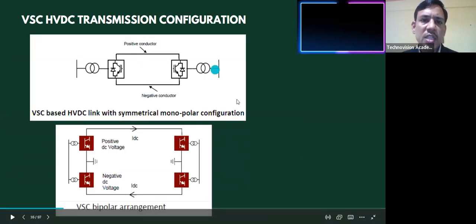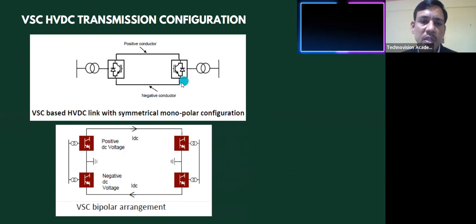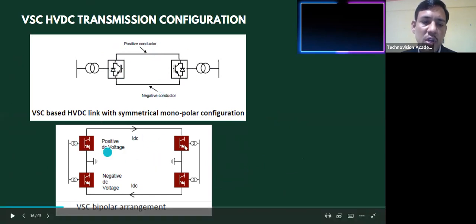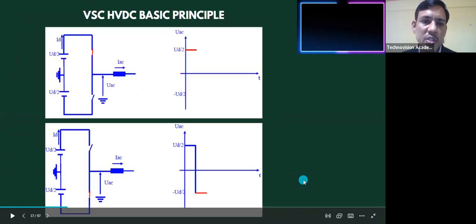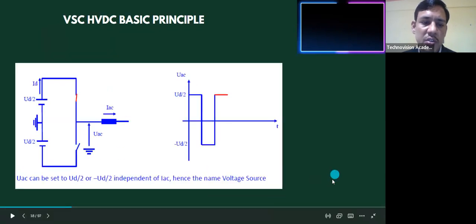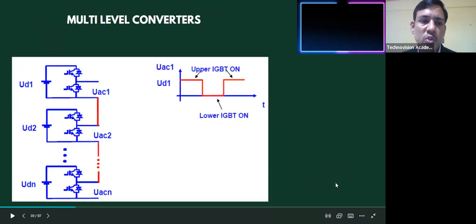These are some of the configurations possible. This is a monopolar operation. It is a bipolar operation, like a conventional HVDC. This is the basic principle of how these voltages are produced, and how the output of the VSC will control the parameters of the AC system. All of that is shown here, how by using pulse width modulation, there are different types of techniques of pulse width modulation, by which you can produce the desired output from the voltage source converter.